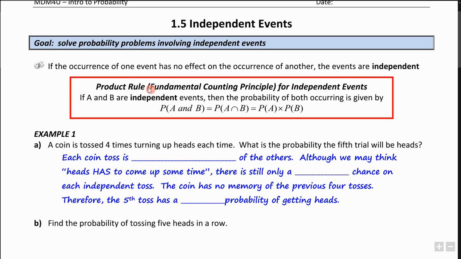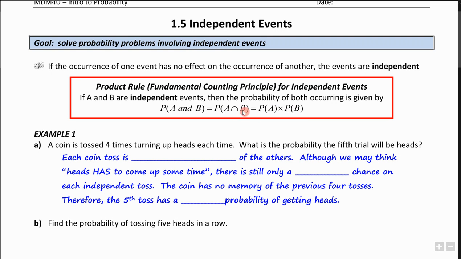There's a special rule for this, the product rule for independent events. If A and B are independent events, then the probability of both occurring is given by the probability of A and B, which is the same thing as saying the intersection of A and B, and that probability is equal to the probability of A times the probability of B.